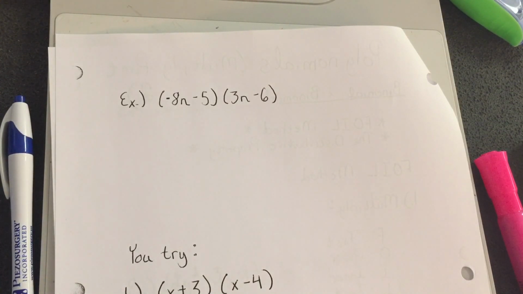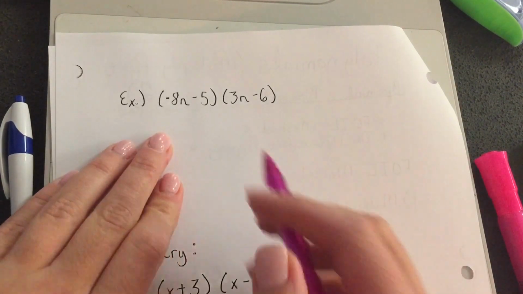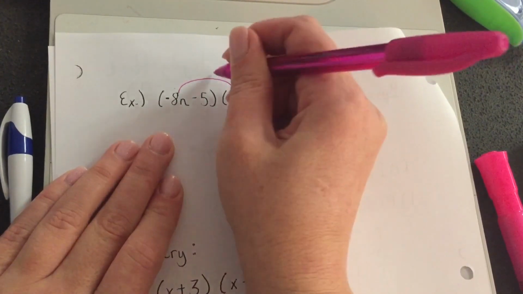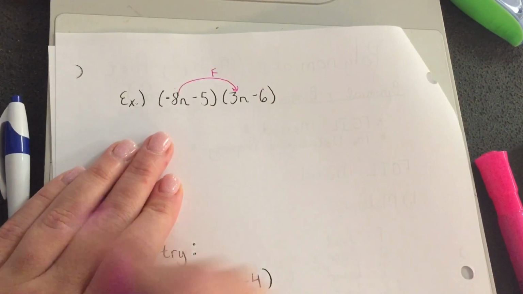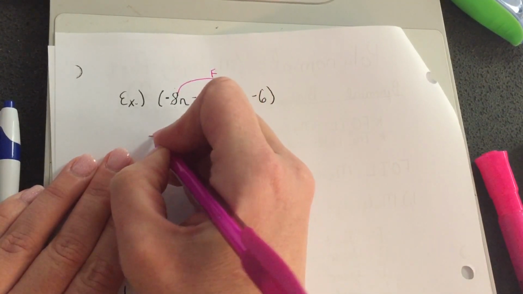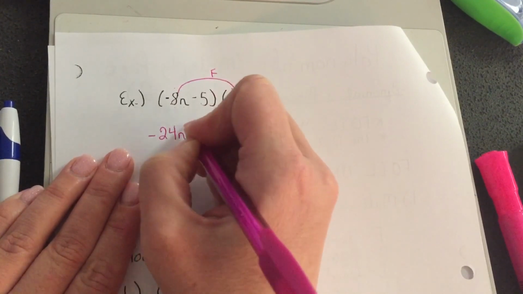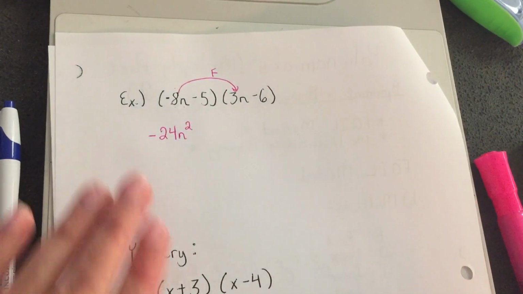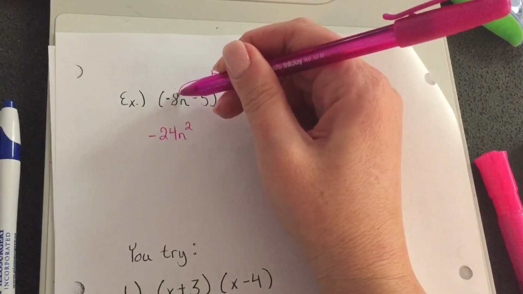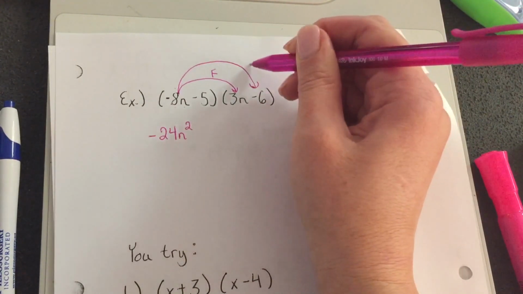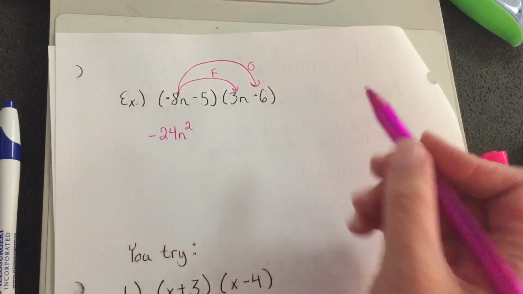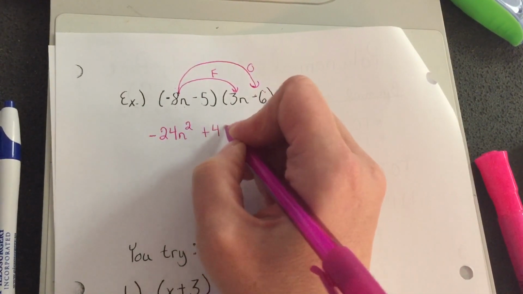So we're going to FOIL on this one also. So we have first, negative 8n times 3n gives us negative 24n squared. Outside. So I take this outside term times this outside term. So negative 8n times negative 6 actually gives us a positive 48n.